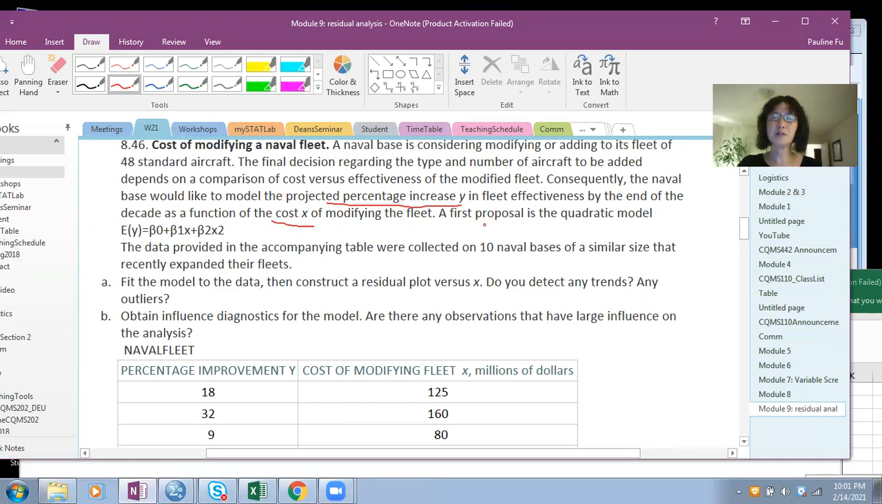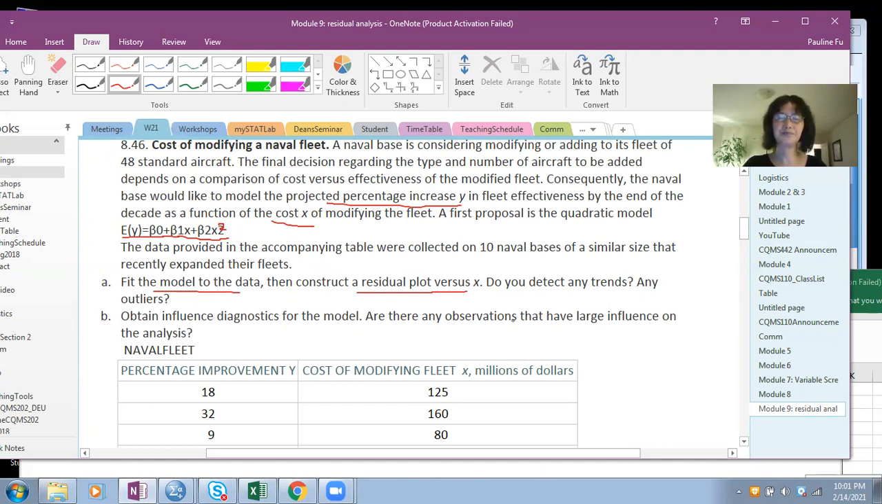A first proposal is the quadratic model, E(Y) equals beta 0 plus beta 1 x plus beta 2 x squared. The data is in this table. Question A: fit the model to the data, then construct a residue plot versus X. Do you detect any trends or outliers? Question B: do you have the inferential points?